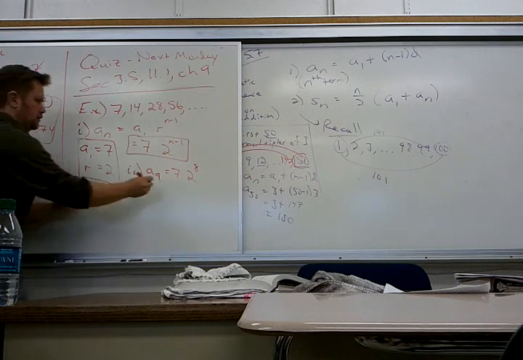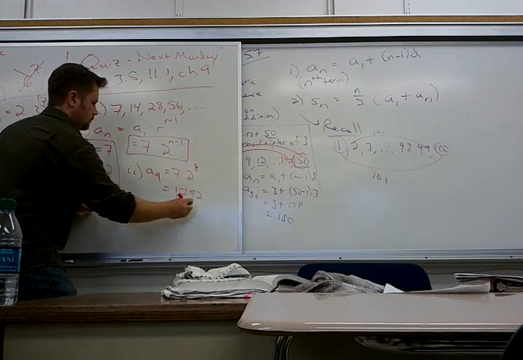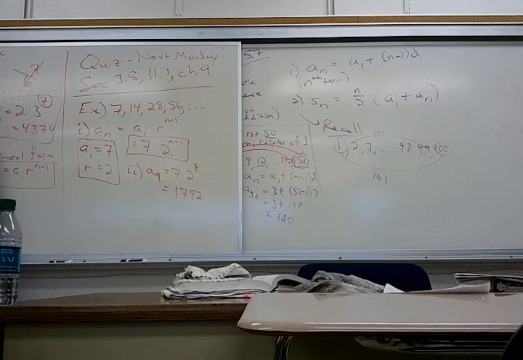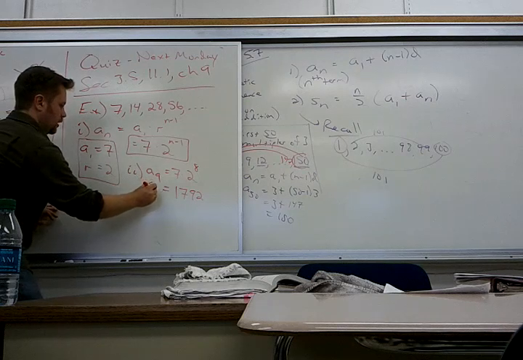1792. Okay, so whatever you get, 1792? Correct. So 2 to the 8th power times 7, and that's what you get. That's A sub 9, the 9th term.